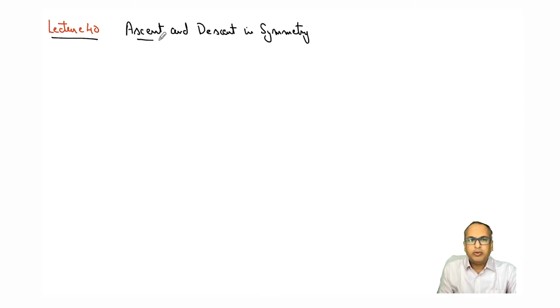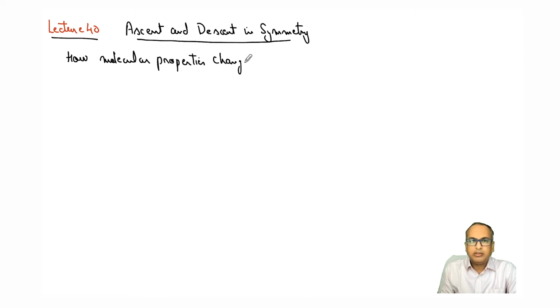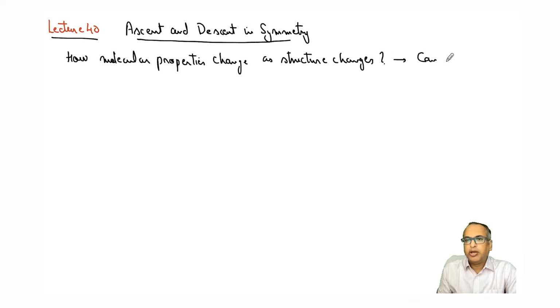So why do we need to discuss ascent and descent in symmetry? The idea is how molecular properties change. So we'll say how molecular properties change as the structure of the molecule changes. Can we use group theory to predict that?